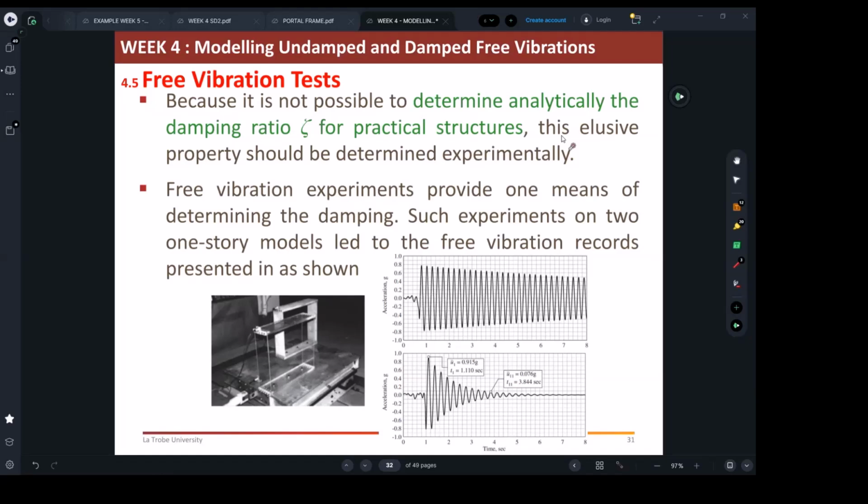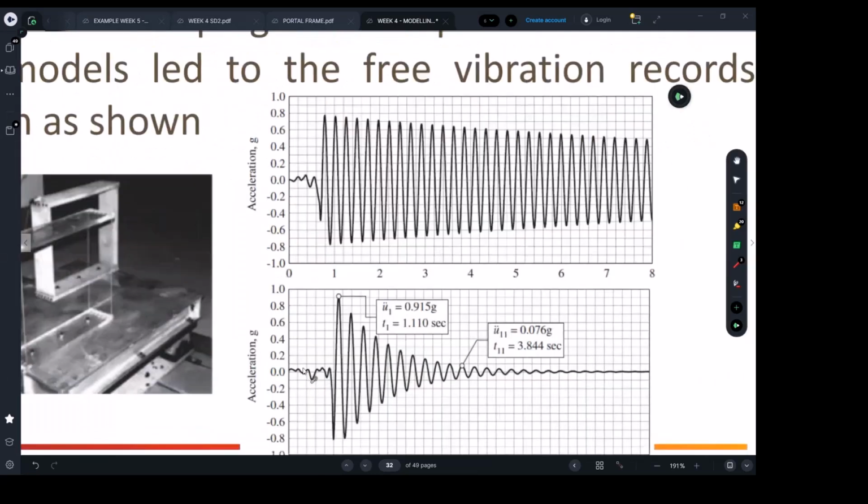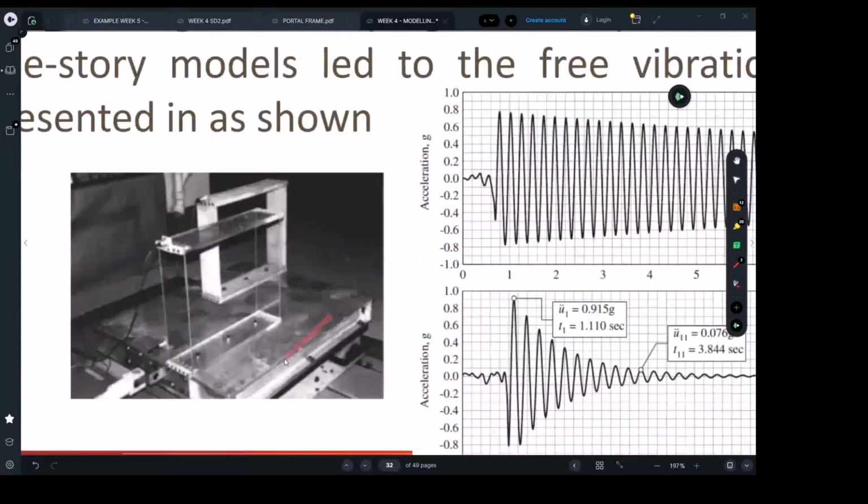So what we do is we do tests, okay? Then it should be determined experimentally, that's what we're talking about. So what we do, free vibration tests, which means we're going to be pre-disturbing a structure, then recording its vibration. Sometimes we can pre-disturb it on a shake table test, but this is for experiments like that, okay?